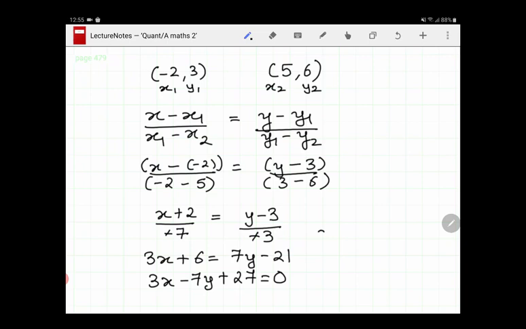As we have seen before, the standard format is ax + by + c = 0. So the format has to be 3x - 7y + 27 = 0. This is the proper format in which we will be writing the equation of any particular line.